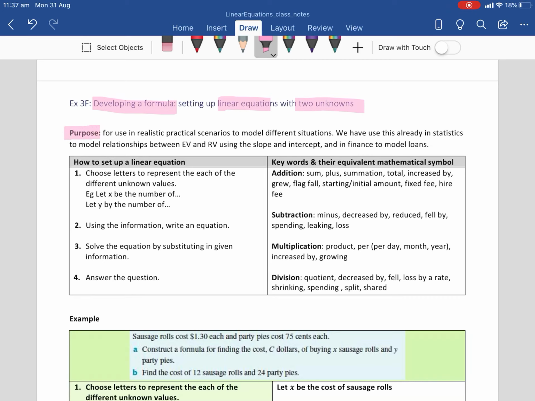The purpose for this is for use in realistic practical scenarios to model different situations. We've already used this in statistics to model relationships between EV and RV using the slope and intercept, and in finance to model loans.